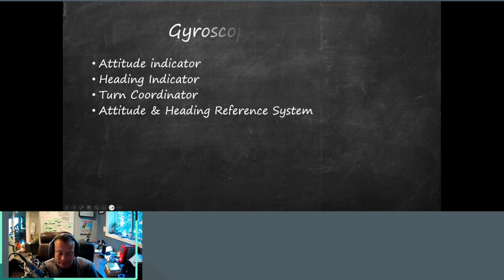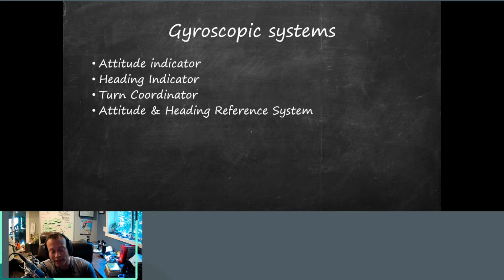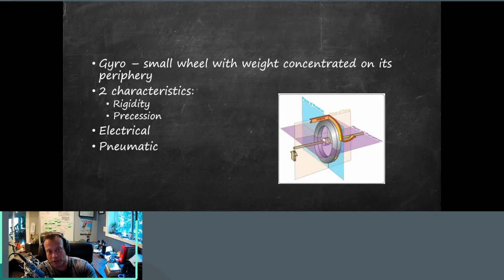Okay, let's talk about our gyroscopic system. There's the attitude indicator, the heading indicator, and the turn coordinator. And then we're going to talk about the attitude and heading reference system after we talk about those three. Now, the gyroscopic instruments all rely on two basic gyroscopic principles. There's rigidity in space. A disc that's spinning very fast will be rigid in space.